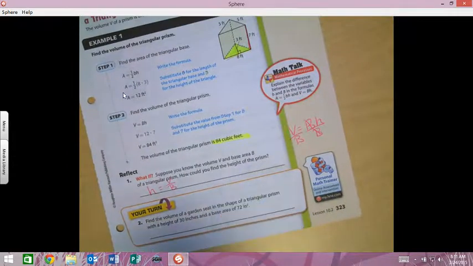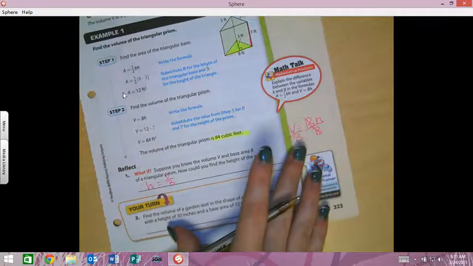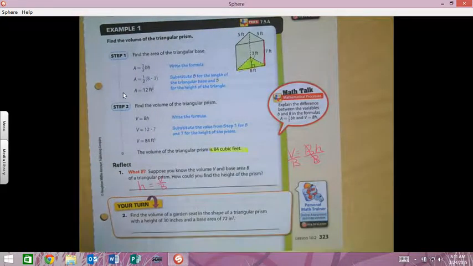Okay, so that's one way we could solve to find out. So for the your turn, I'd like you to pause the video. It says, find the volume of a garden seat in the shape of a triangular prism with a height of 30 inches and a base area of 72 square inches. So go ahead, pause your video, and when you come back, you will be able to find your answer.